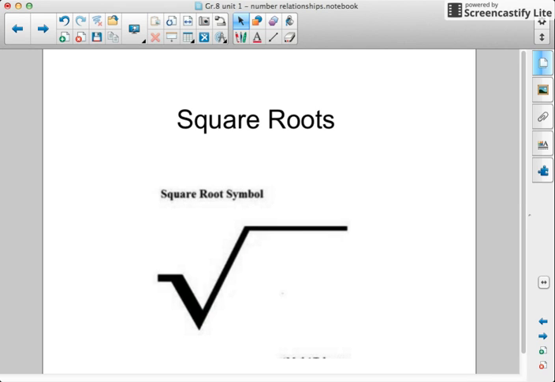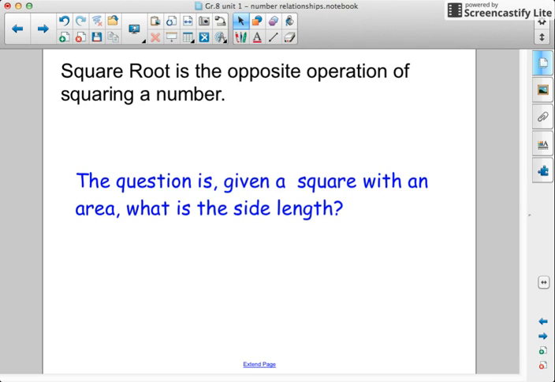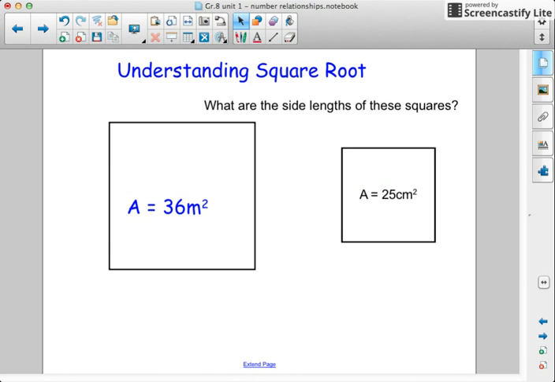So this lesson is going to be on square roots. And as you can see, the square root symbol is on the screen right there. Square rooting is actually the opposite operation of squaring a number. The question could be, given a square with an area, what is the side length?